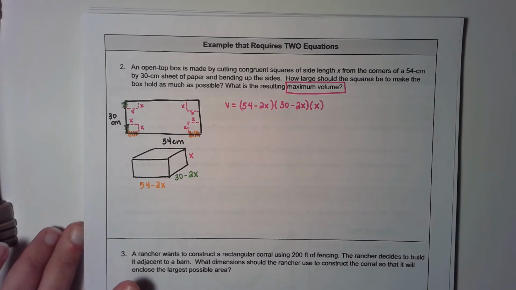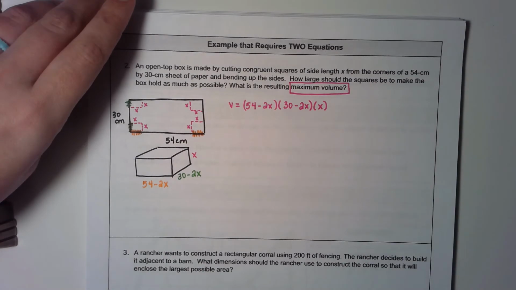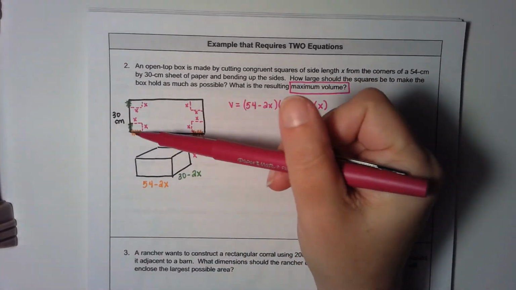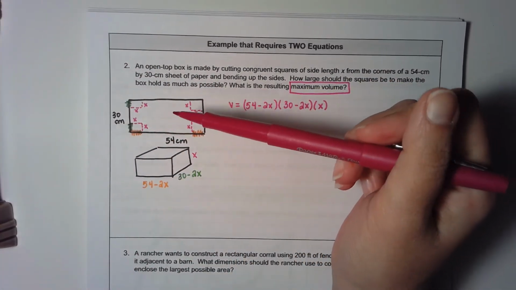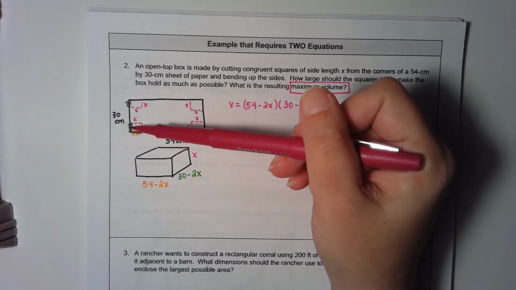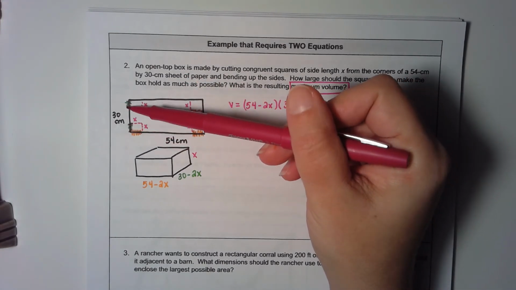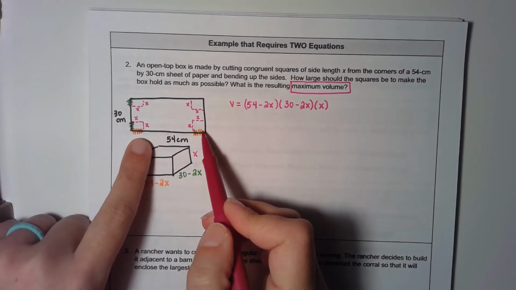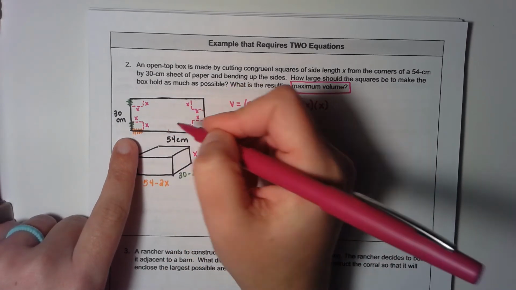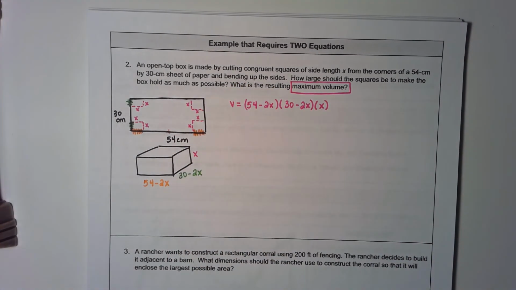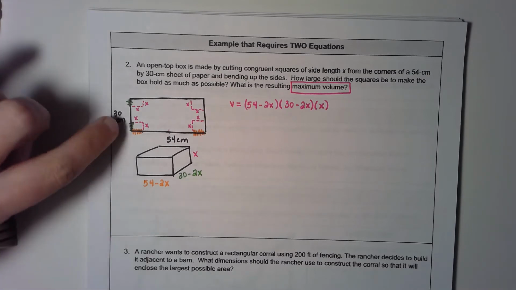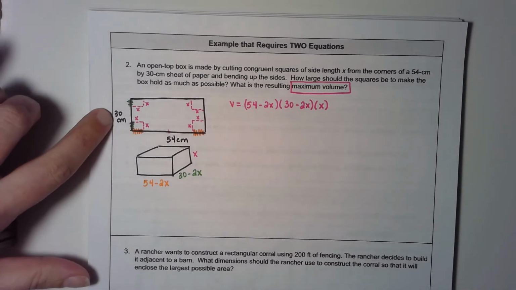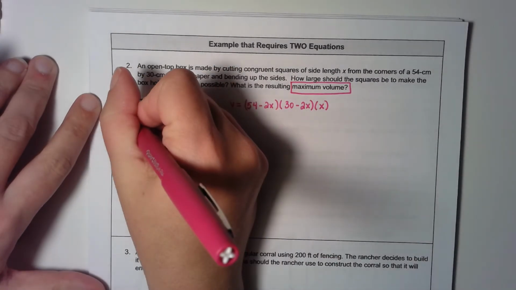Now, it's also important to note that there are some restrictions on the size of x. Because we're cutting this out of a piece of paper, I can't just make x as big as I want. What you should notice here is that x is being subtracted twice. So from this longer side, the biggest size x that I could subtract would be 27, because 27 would get me halfway. If I was to cut a square of size 27 out, I would actually end up just slicing the paper completely in half. For this shorter side, the biggest x would be 15, because that would be halfway across this 30.